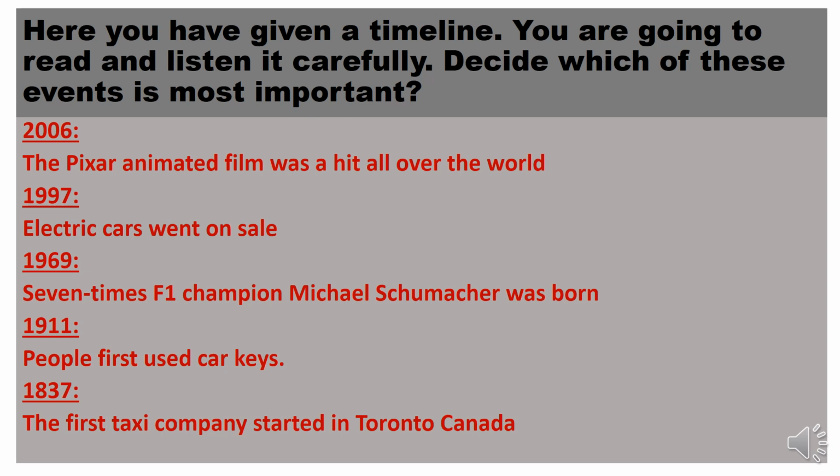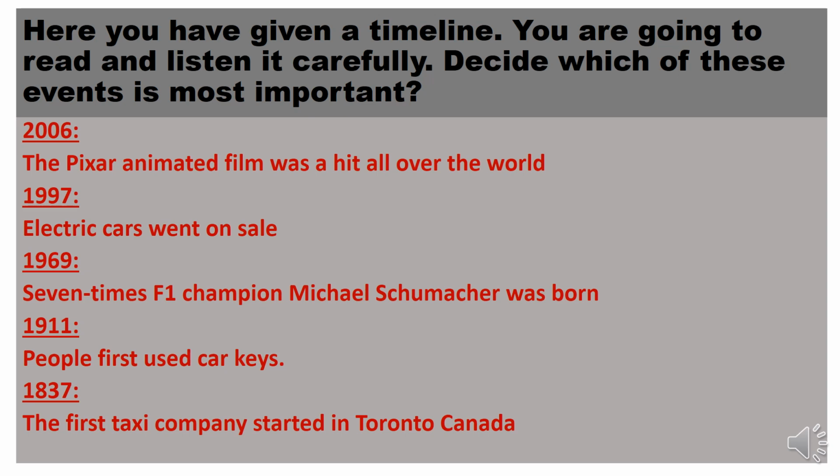So let's start. What happened in 2006? The Pixar animated film was a hit all over the world. In 1997, electric cars went on sale. 1969, 7 times F1 champion Michael Schumacher was born. 1911, people first used car keys, and in 1837, the first taxi company started in Toronto, Canada, right? So I have written here very simply. Okay, this is also one of the ways to write the timeline, right?